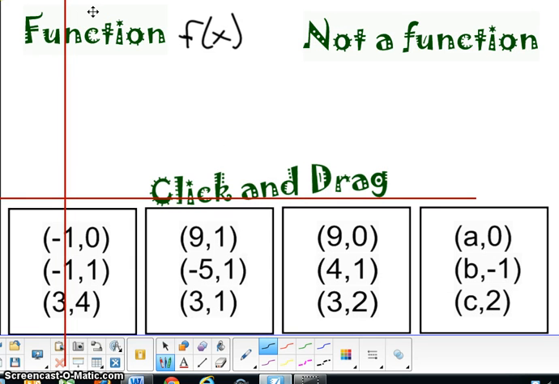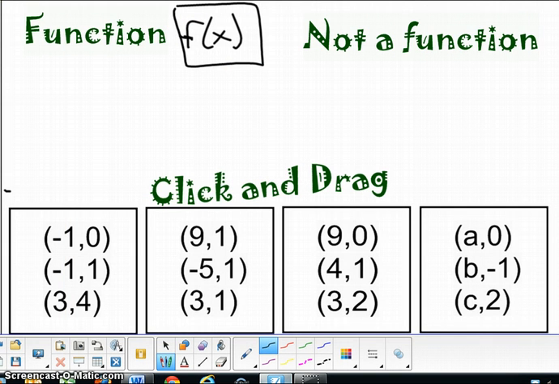Okay, so next we're going to talk about functions and what is a function. First of all, the notation is f of x, and if you're determining if a function is indeed a function, you're going to look at the x values. The x values, if there are no repeats, then you have a function. And then if you have repeats, then it will not be a function.